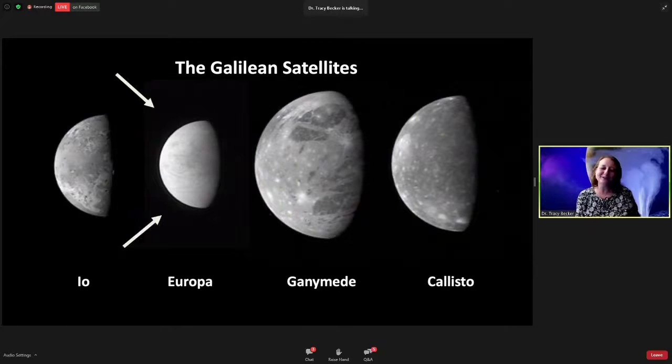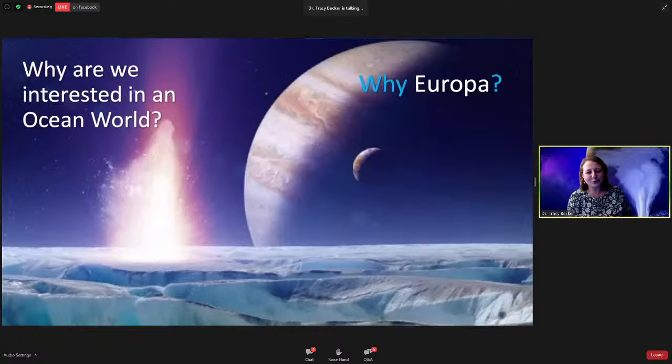But we're going to focus primarily on Europa. And why Europa? Europa is known as an ocean world. If I could have a chat feature, I'd let people shout it in the chat, or just shout it out loud if you want: why would you think we're interested in an object in our solar system known as an ocean world? This might be a fairly obvious answer, but the answer is life.